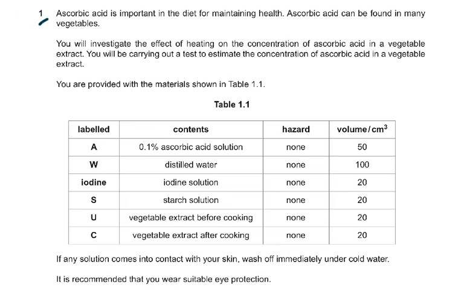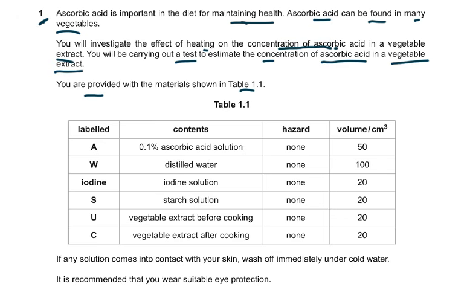As we start discussing question number one, ascorbic acid is important in the diet for maintaining health. Ascorbic acid can be found in many vegetables. You will investigate the effect of heating on the concentration of ascorbic acid in a vegetable extract. You will be carrying out a test to estimate the concentration of ascorbic acid in a vegetable extract. You are provided with the material shown in table 1.1.